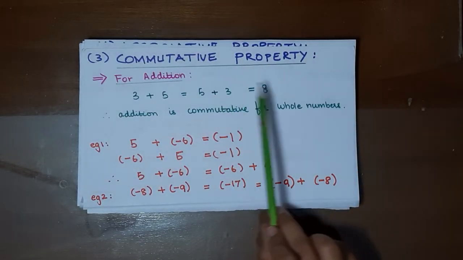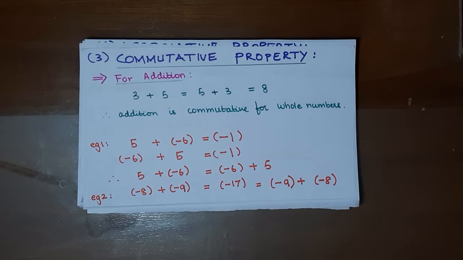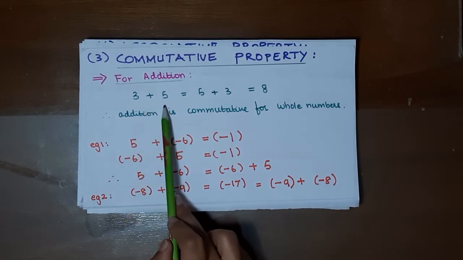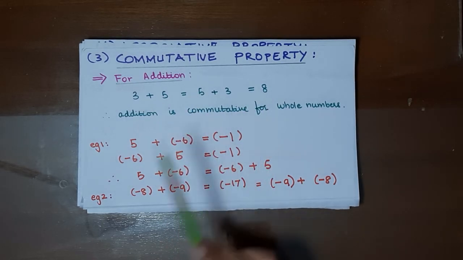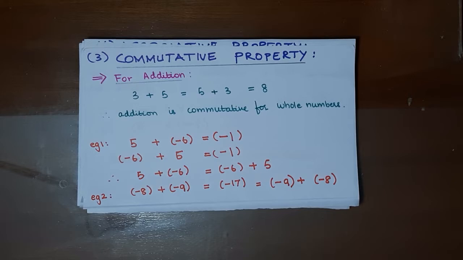Next property, commutative property. First, let us see commutative property for addition. We know that for whole numbers like 3 plus 5, 3 plus 5 is equal to 5 plus 3, which is equal to 8. Therefore, we say that addition is commutative for whole numbers. Let us see the same for integers.